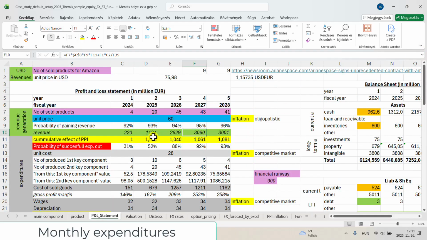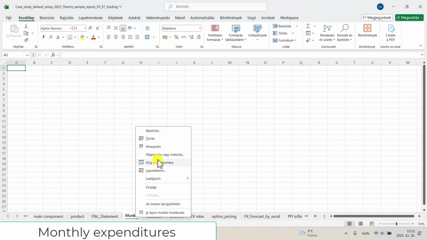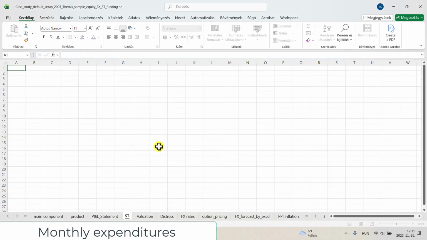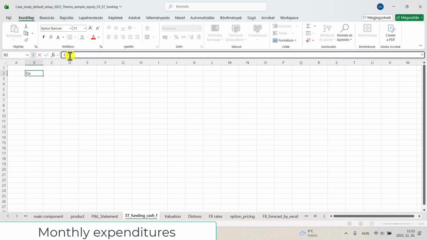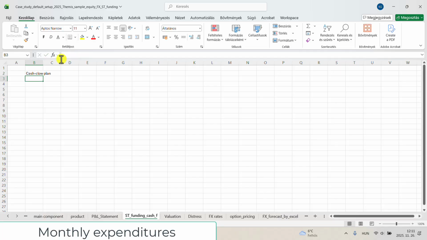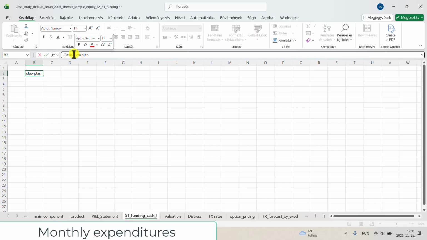I mean, we have this amount of transactions in a year, but at least not in thousands or millions. So we just have to model this thing. So this is short-term funding and cash flow planning. So we need our what? Cash flow plan.